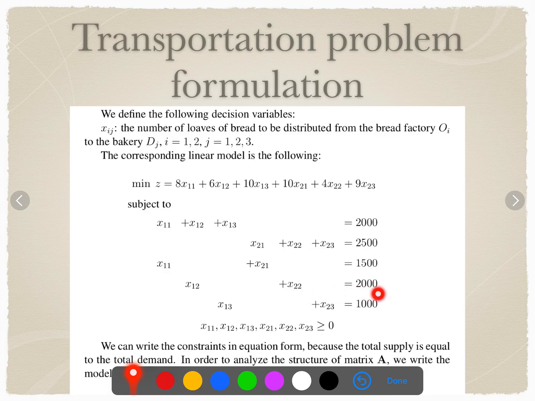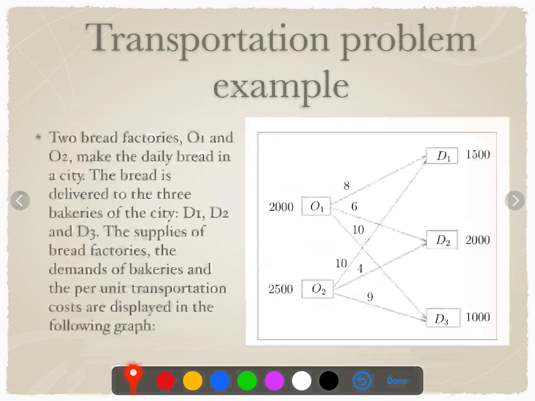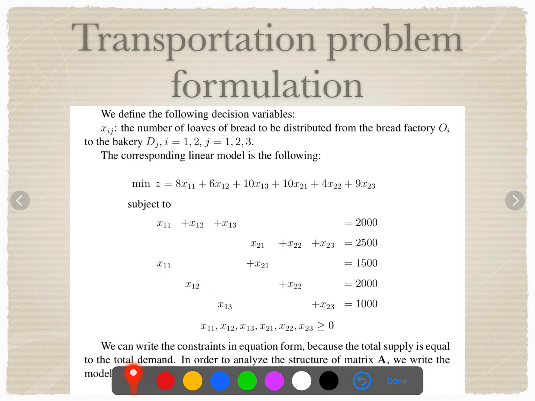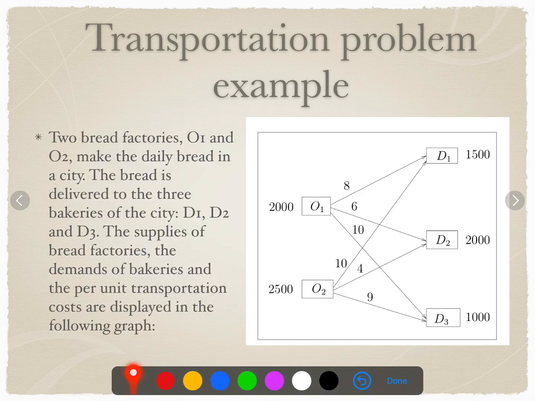Fourth constraint, X12 plus X22 is the demand of the second bakery, that is 2000. Similarly, the demand of the third bakery is X13 plus X23 equal to 1000.